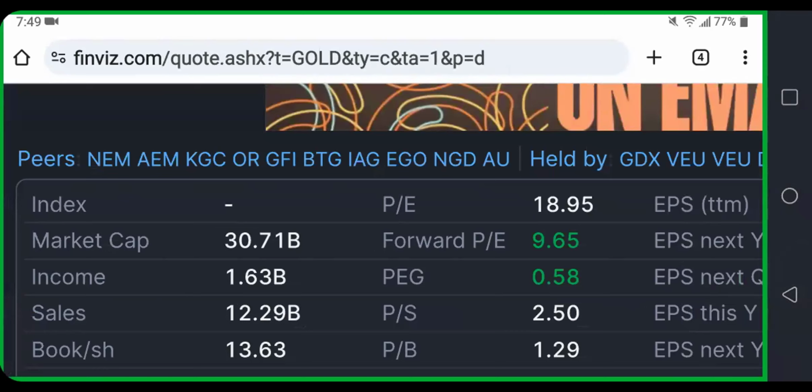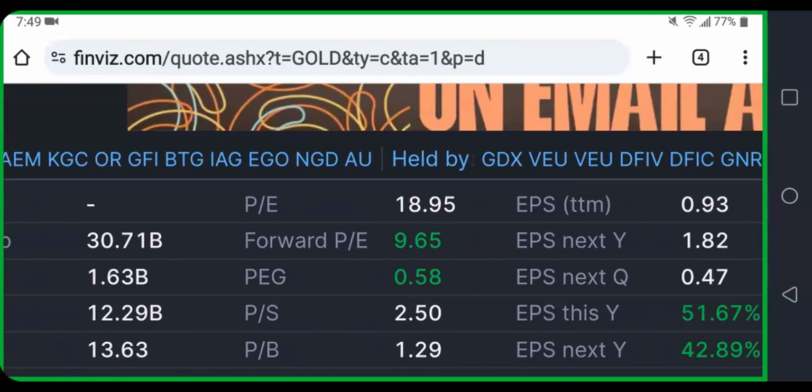The leader could be based on market capitalization. In this case, this one is 30 billion. If you touch each one of them and you have one that is 100 billion, then that means they are bigger. And you look at this PE, the price/earnings ratio. This is 18.95, and in the future, they will be trading at 9.6. So all of this will tell you if they are leading or not.